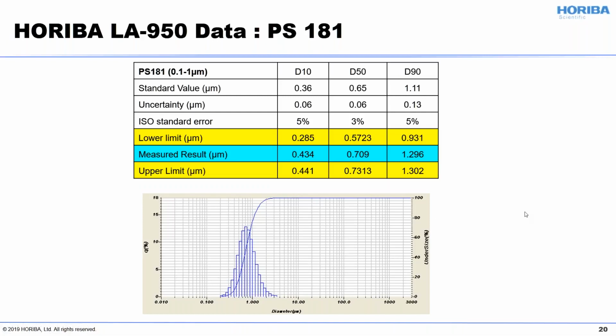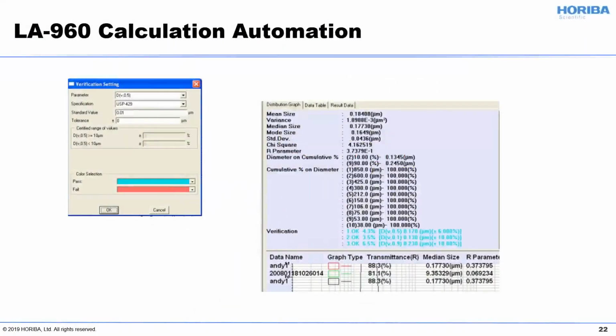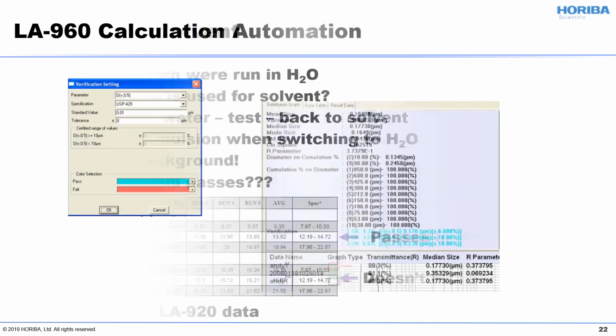But the first place I always look is in the procedures, and I talk a customer through their procedures, because you don't want a service visit if it's just how you're approaching the measurement. The LA960 does have tools for automating the calculation and the verification. So report, yes, it's okay, or no, it's out of range. So look at, say, D50, D10, D90.